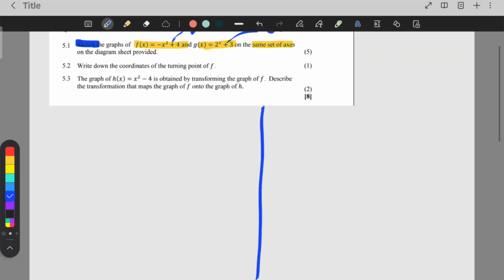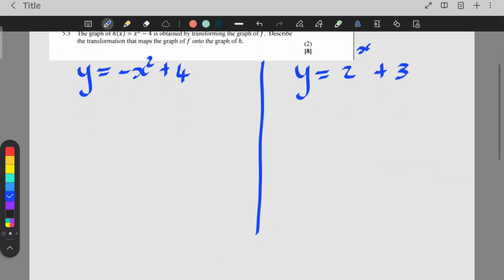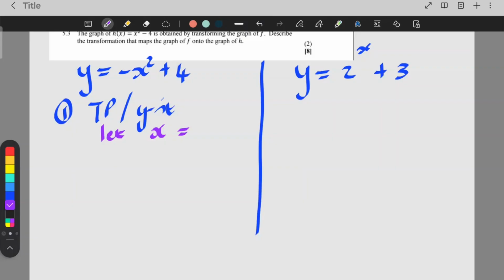So, okay, let's write down. I'm going to write my functions down, but now I'm going to write it as y is equal to negative x squared plus 4. And my other function is y is equal to 2 to the x plus 3. Okay, now to sketch a parabola, the first thing you need is the turning point. That is also the y-intercept. And to do that, we let x be 0. Then the second thing we need is the x-intercepts. And we let y be 0 to get that.